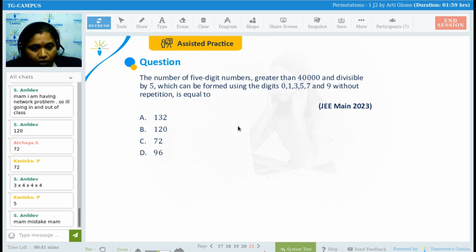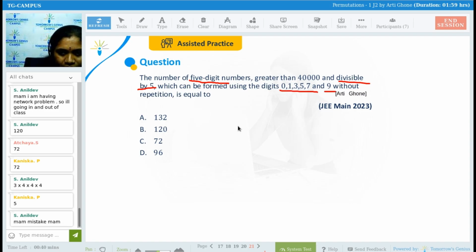Now, see, to understand this question, first concentrate on the useful words, okay? See, I am going to solve this one. Number of 5-digit numbers, okay, so we want a 5-digit number greater than 40,000, and divisible by 5 is the important part, and which can be formed using the digits 0, 1, 3, 5, 7, 9 without repetition. This is also an important word, okay?